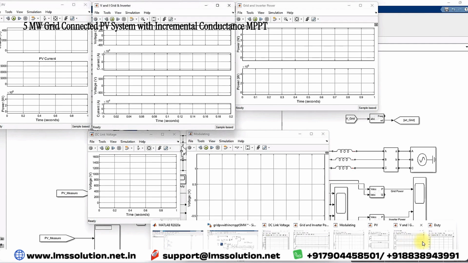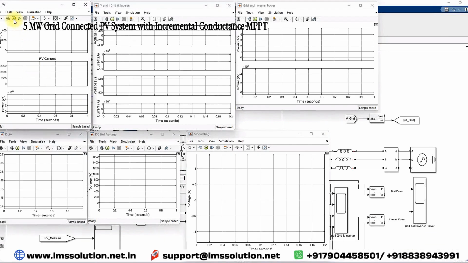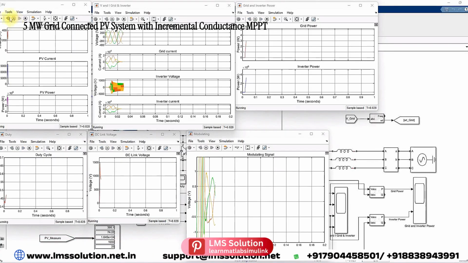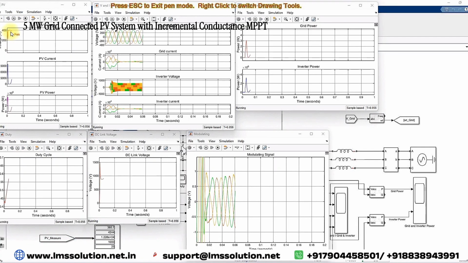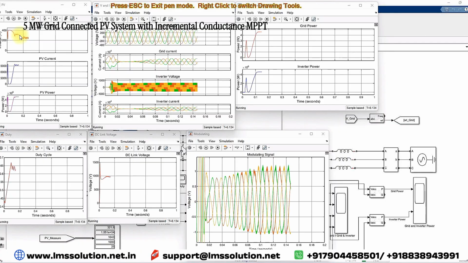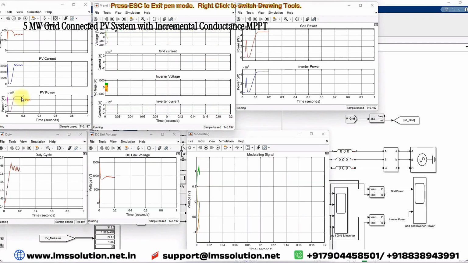Now the system is operated at 1000 watts per meter square. You have to wait for some time for initialization because it is initializing the simulation. After that it will start executing. Our simulation is executing, and here you can see that the PV voltage is maintained. This comes near to the maximum power point voltage, around 399 volt, and then the current will be around 15,000 amps. Here you can see that we are generating the maximum power of 5 megawatt.